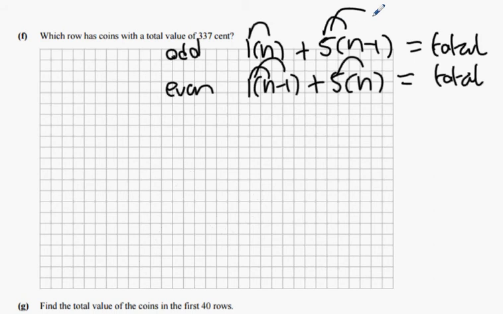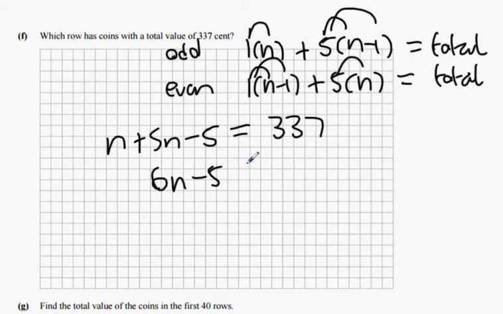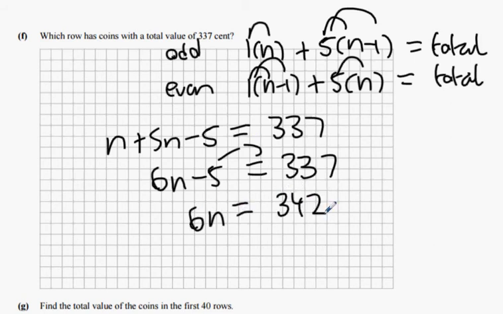Multiply out the odd formula, and you get n plus 5n minus 5 equals 337. 6n minus 5 equals 337. Add on the 5. 6n equals 342. Divided by 6, 57. The 57th row will add up to 337 cents.